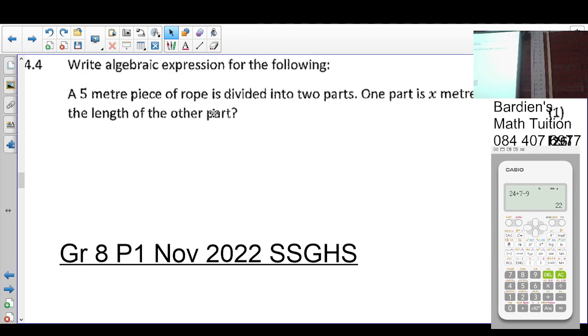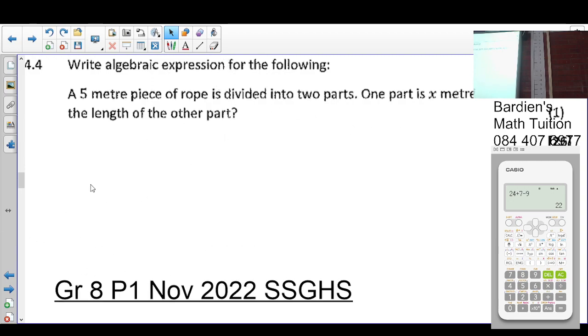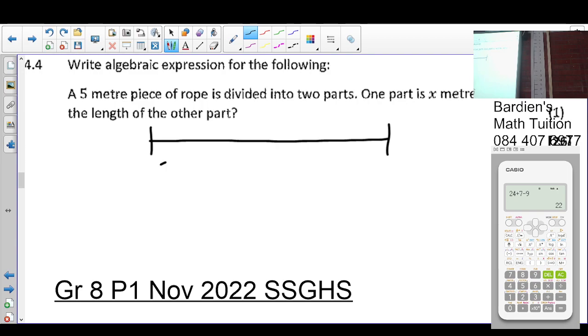The algebraic expression, right? Algebraic expression supposed to be expression for the following. Oh, yeah, it's only one. Okay, so a 5-meter piece of rope is divided into 2 parts. So the rope is 5 meters. Girlfriend, look here. Don't make them escape, no? That's 5 meters. Okay.